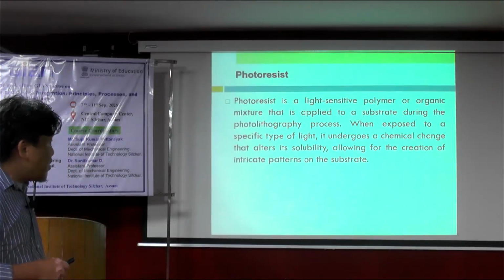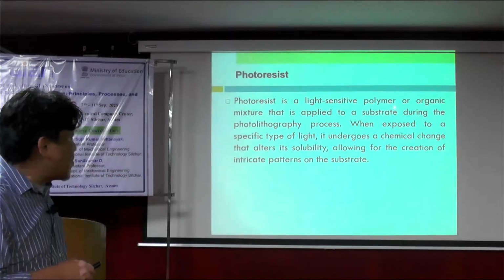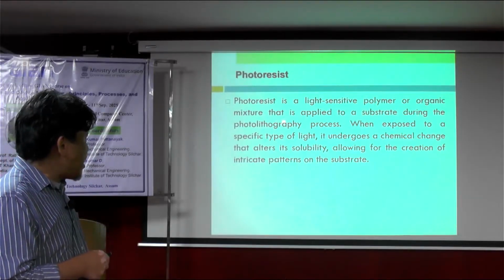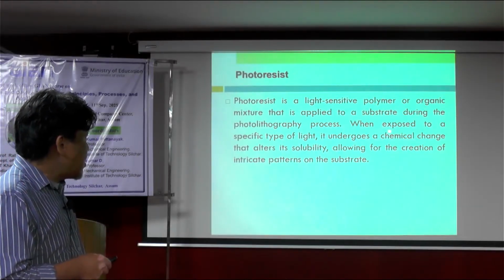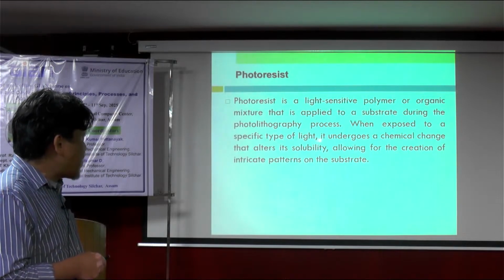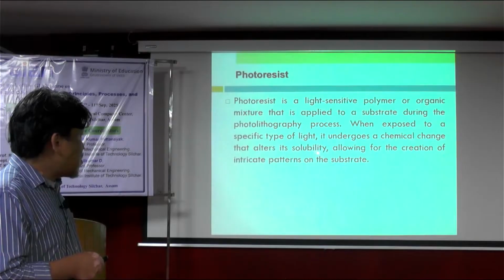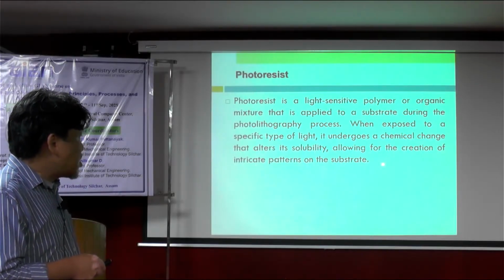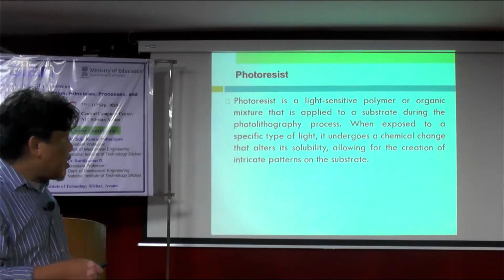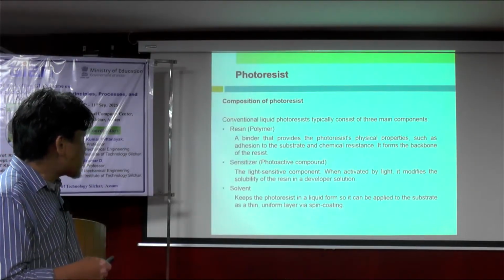So we go into the details of photoresist. Photoresist is a light-sensitive polymer or organic mixture that is applied to a substrate during the photolithography process. When exposed to a specific type of light, it undergoes a chemical change that alters its solubility, allowing the creation of intricate patterns on the substrate. So that is the definition in general of a photoresist.